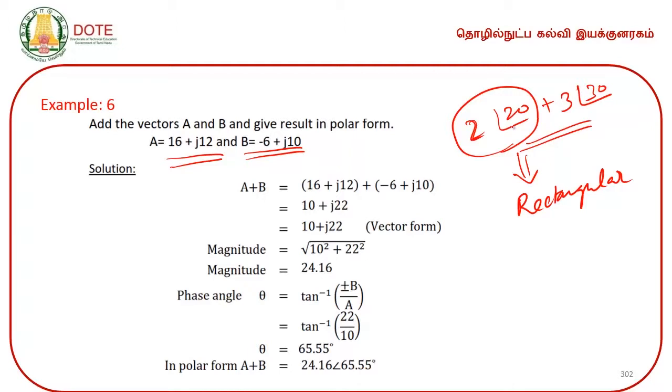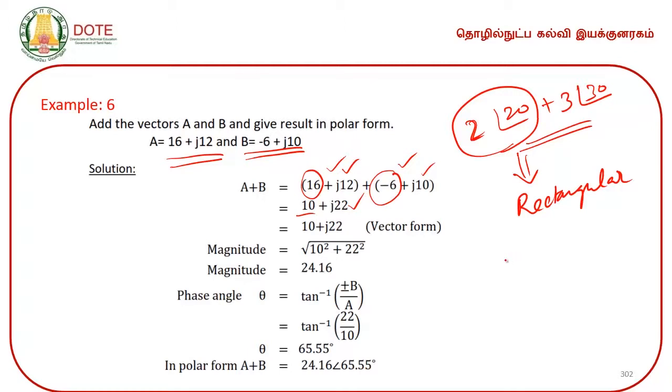Now, A plus B is equal to 16 plus j 12 plus minus 6 plus j 10. As I said earlier, addition of two rectangular quantities is quite simple. You can straight away add the real parts, 16, here it is minus 6. So, 16 minus 6 you have 10 here, and then you add the imaginary parts. So, j 12 plus j 10, so it is j 22. So, that is the result, and it is in rectangular form.